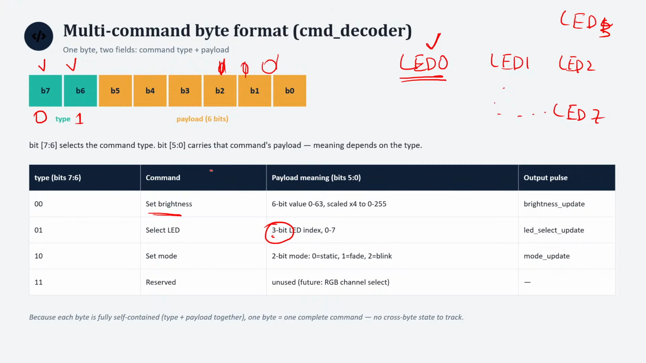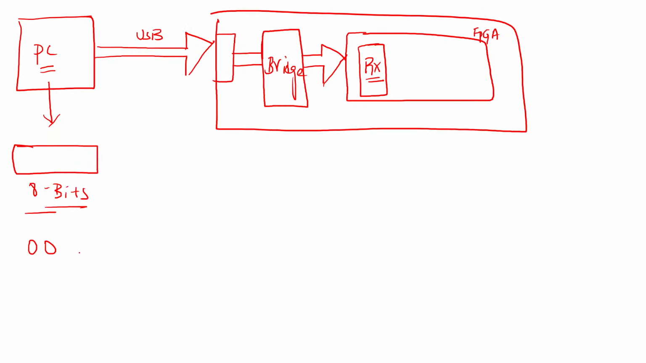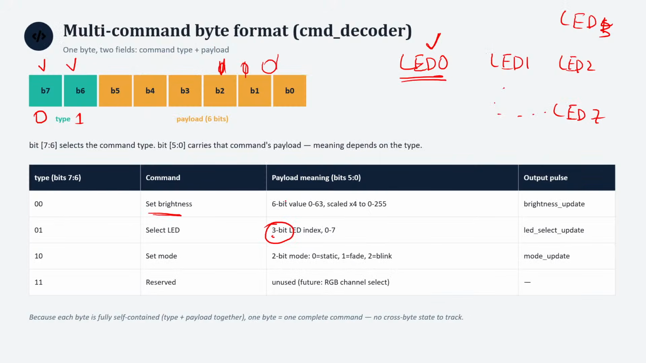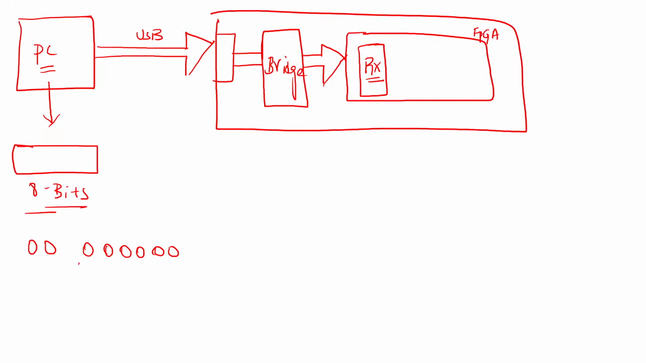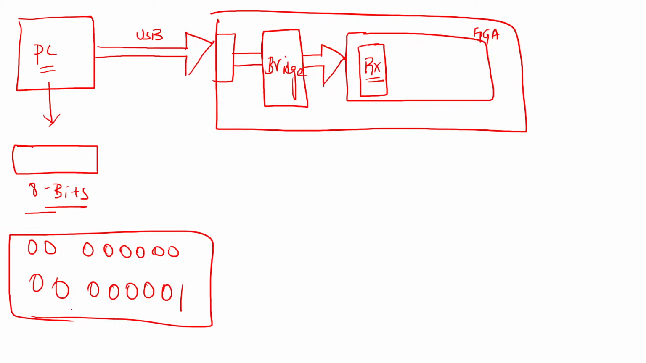Suppose I want the brightness to be entirely zero, I'm going to send all the bits as zeros, 1, 2, 3, 4, 5, 6 bits equal to zero. If I want a brightness of 4, then I'm going to have 0, 0, 0, 0, 0, 1. This is how I'm going to send the frame.